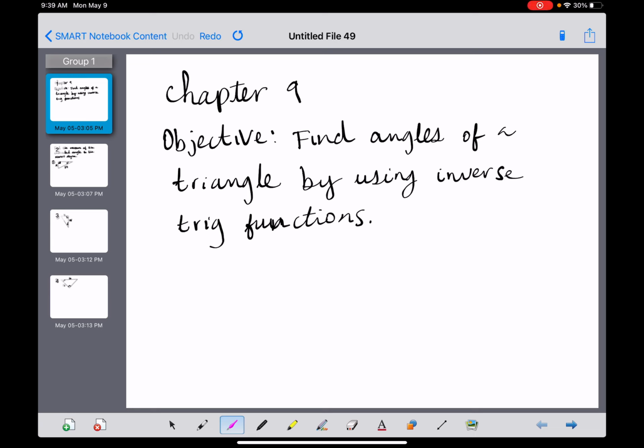Okay guys, in this chapter we're going to find missing angles by using inverse trig functions. When we talk about inverse trig functions, you still have to use a calculator to find the answers, but when we punch it in the calculator, you have to press the second button and then the trig function you want to use. We'll talk about the calculator in a moment, so let's go over the problems first.